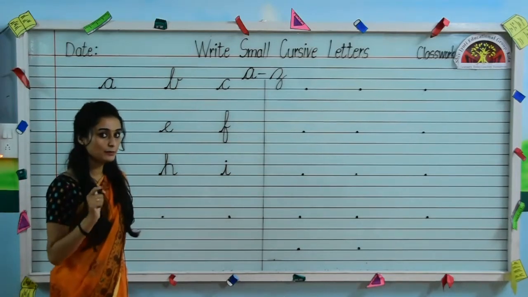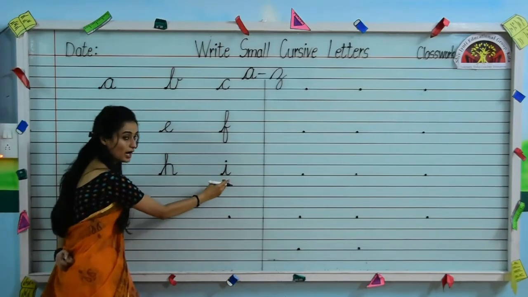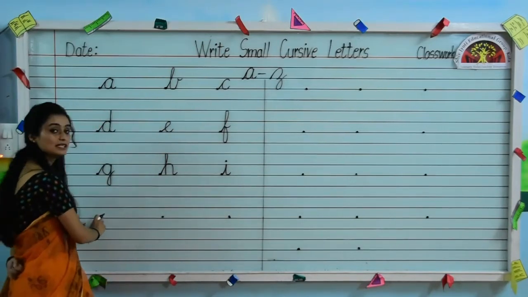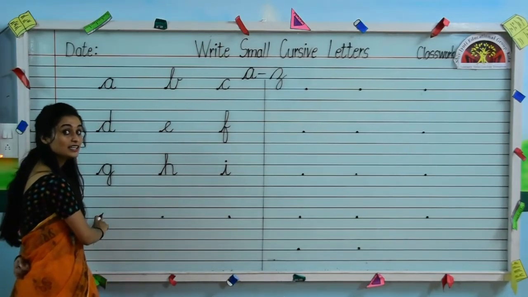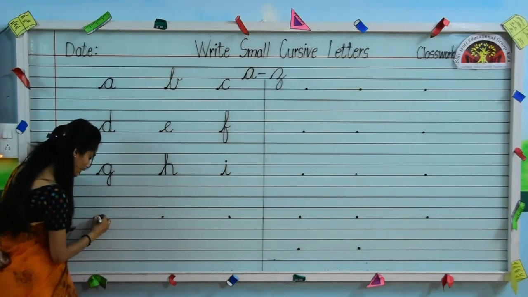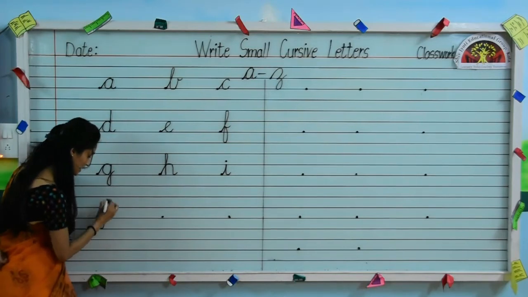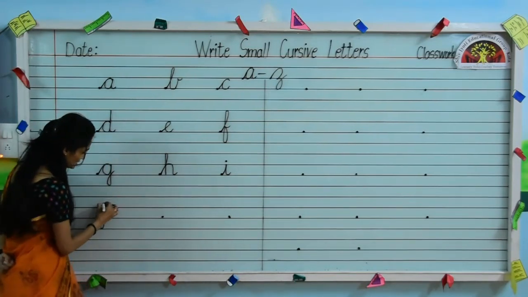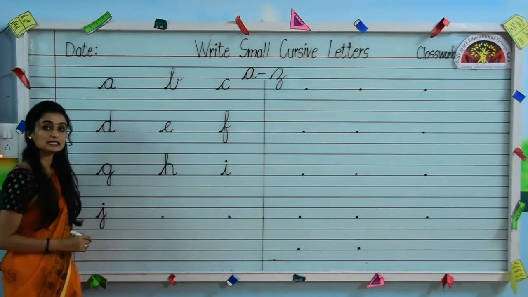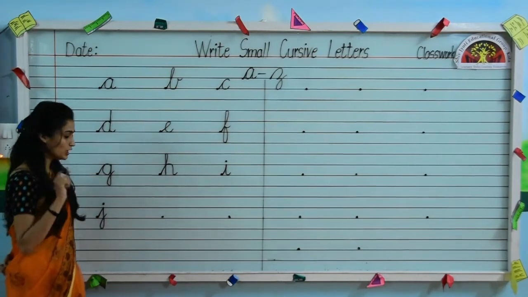Now think and tell me which is the next letter. Yes, G, H, I. The next one will be J. So from the dot we will write J. Make a slanting line, come down till the fourth line, then a loop and out like this and put a dot over it. This way you have to write your letter J.